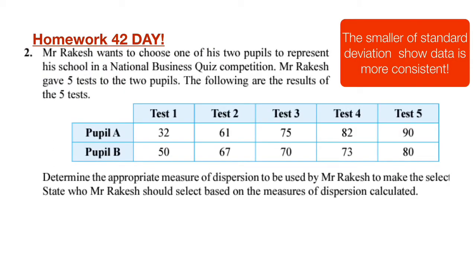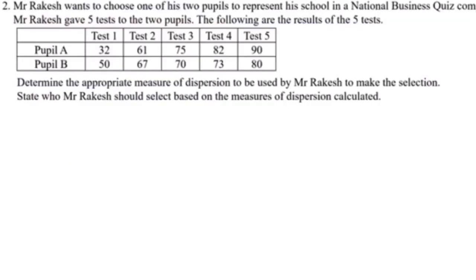For question 2, you need to show the proper steps that I just explained to you. Okay, you have to use the concept that the smaller standard deviation shows the data is more consistent. Let's discuss question 2. Mr. Rakesh wants to choose one of his two pupils to represent his school in a national business quiz competition. Mr. Rakesh gave 5 tests to the two pupils. The following are the results of the tests. So determine the appropriate measure of dispersion to be used by Mr. Rakesh to make the selection.